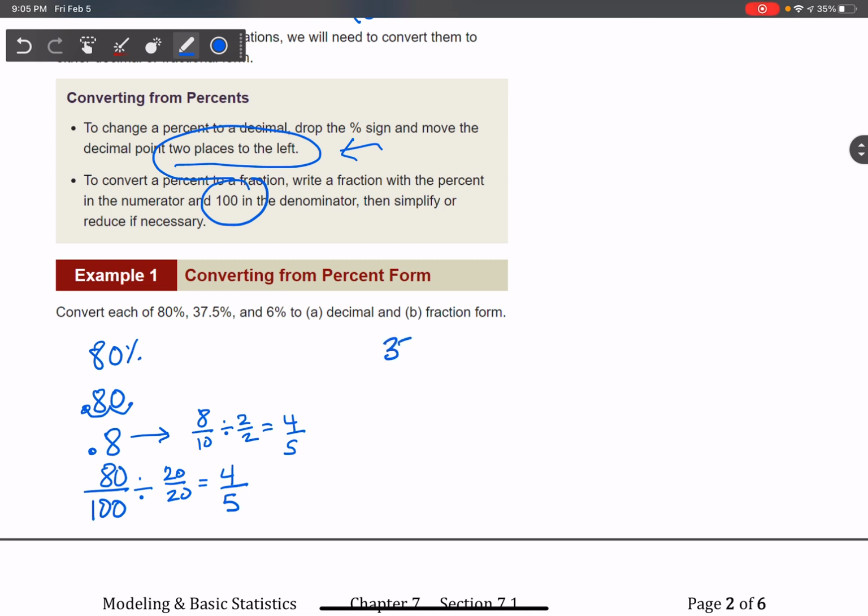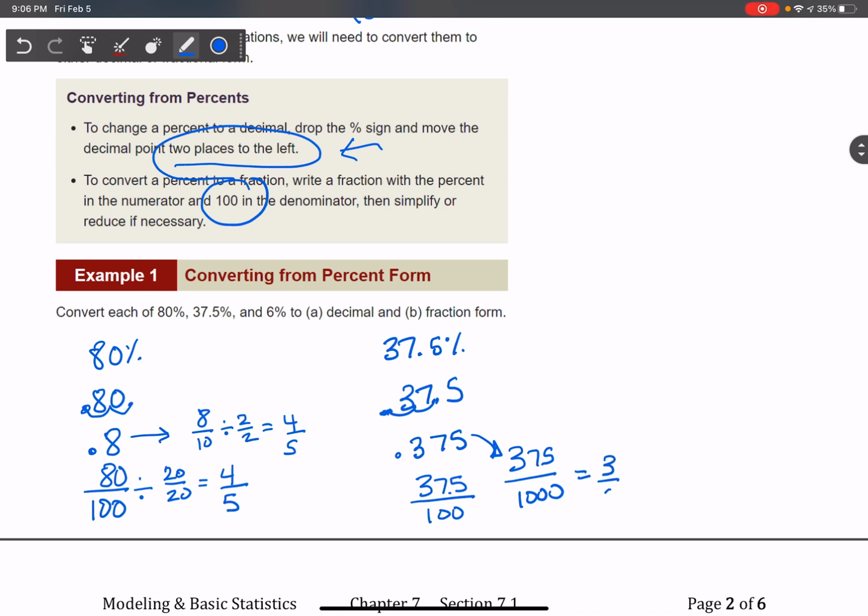Then we have 37.5%, and we want to write that as a decimal. We drop the percent sign, move the decimal 2 spots to the left. That's the decimal 0.375. And then to write that as a fraction, we can write 37.5 over 100 and then reduce it. Or we can write 375 thousandths, because once again, that's place value, and that actually reduces down to 3/8.